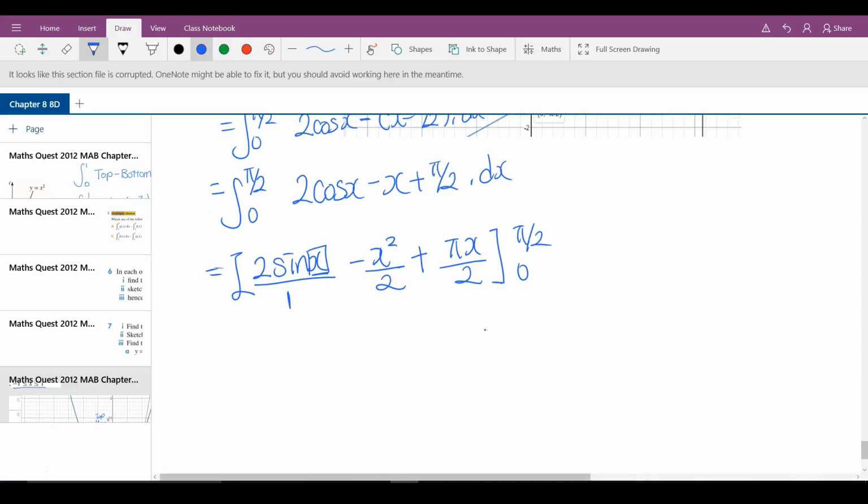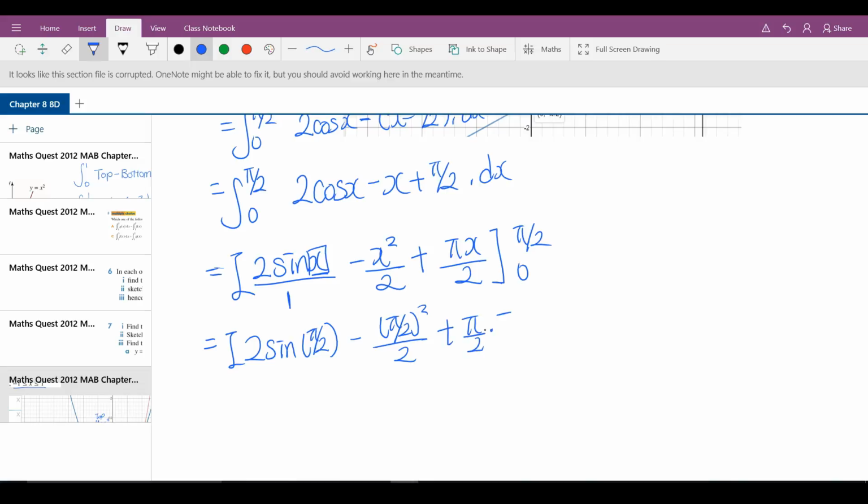Alright, so let's substitute in. So we'll be equal to 2 sine pi over 2, minus pi over 2 squared over 2, plus pi over 2 multiplied by pi over 2.